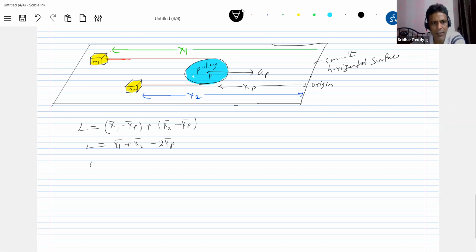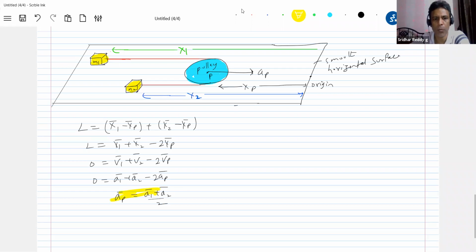So I'll differentiate this. This should be v1 bar plus v2 bar minus 2 vp bar equal to 0. Differentiating further, a1 bar plus a2 bar minus 2 ap bar equals 0. So ap bar equals a1 bar plus a2 bar by 2. A very important condition, so that is going to help us. If the pulley is also in motion, then the acceleration of the pulley will be related to the acceleration of the blocks by this condition. And for a1 and a2, substitute with sign, assuming towards right is positive.